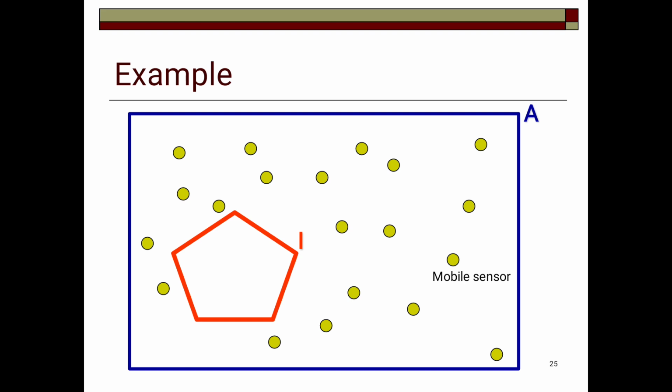See, there is a polygon here which is an area of interest. There are two polygons. One is a square shaped A, and another polygon inside A, which is the area of interest I. There are many nodes or devices in this area. These are all mobile sensors. They can be moved. So some of them need to be brought into the area of interest. That is our problem.